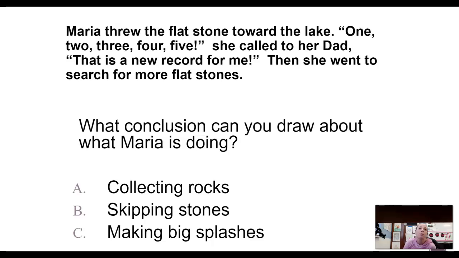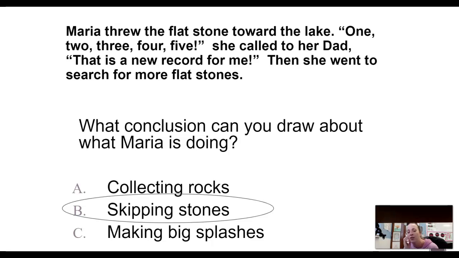It says that Maria threw flat stones toward the lake. Well, she's throwing the stones into the lake. If you're collecting rocks, are you going to throw your rocks into the lake? No, that doesn't make any sense, right? If you're collecting rocks, you're going to keep them for your collection. So we can cross off A. There's no way she's collecting rocks if she's throwing them into the lake. So that leaves B and C. So make your choice. Do you think she is skipping rocks or do you think she's making big splashes?